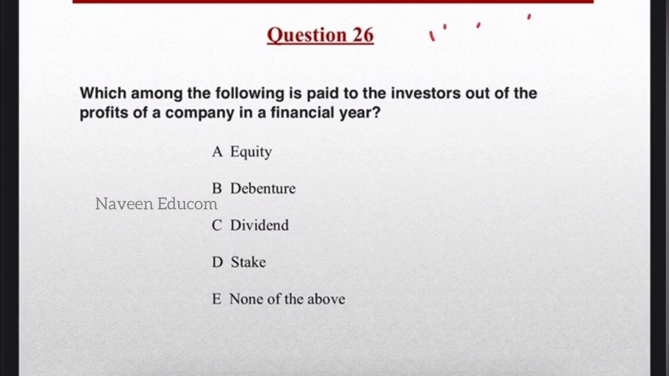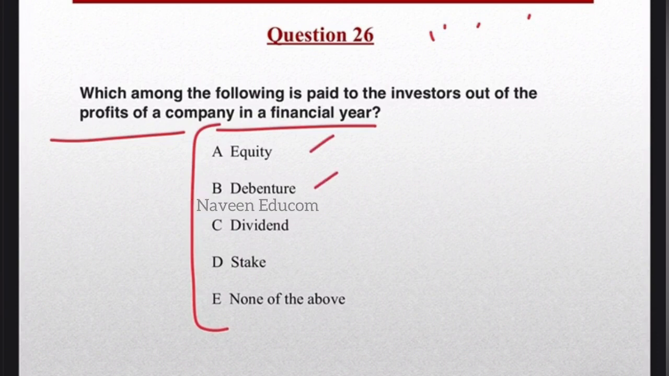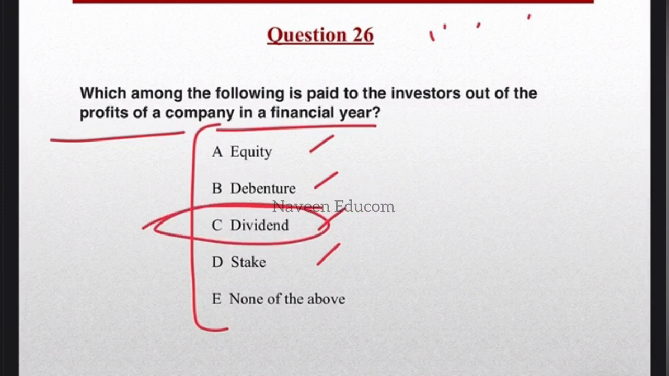Okay. So coming to the first question, which among the following is paid to the investors out of the profits of a company in a financial year? The options given are equity, debenture, dividend, stake, none of the above. Students, you must have some additional points regarding this. I will be giving you the answer. The answer here is option C, dividend.